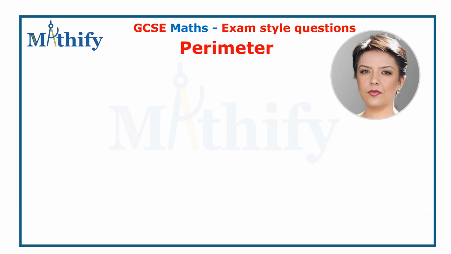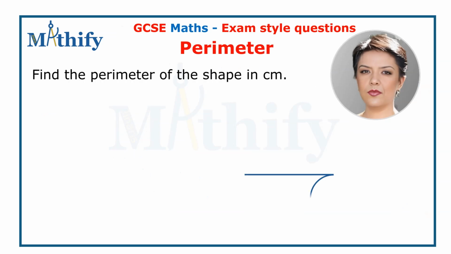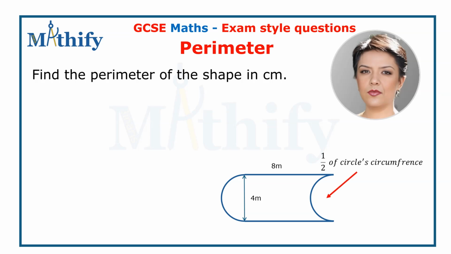Let us work out the perimeter of this particular shape in centimeters. We are given two values along with new information to remember. When working out the perimeter of this particular shape, we need to consider some factors. We are given half of a circle here, and we know that the diameter of this half circle is 4 meters.